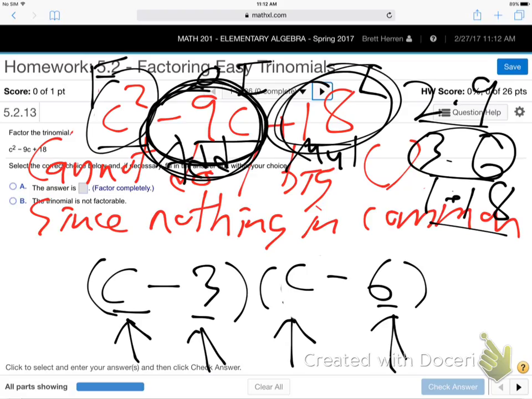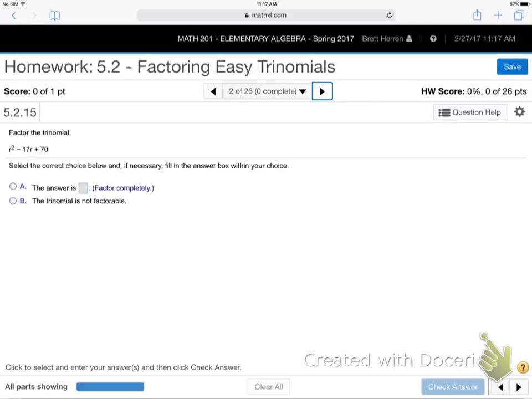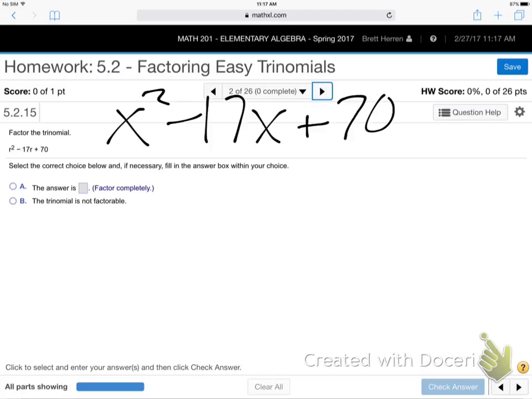Does that make sense, what we did there? Is that good? Let's try another one. Okay, so there we go. I'm going to just make that X. I don't like R and T and all that weird stuff. Let's make it X. Okay, so there's our deal.